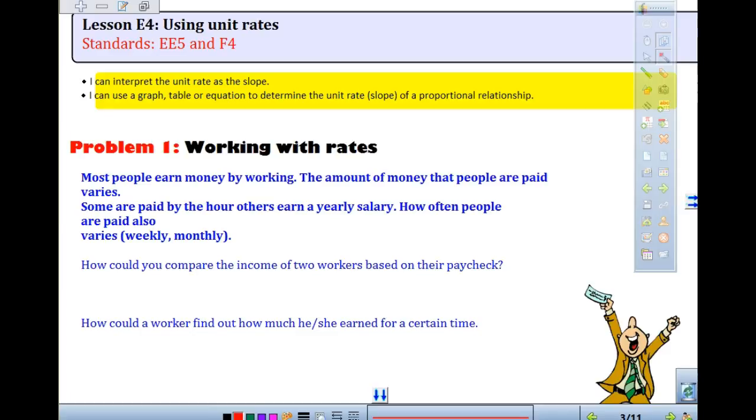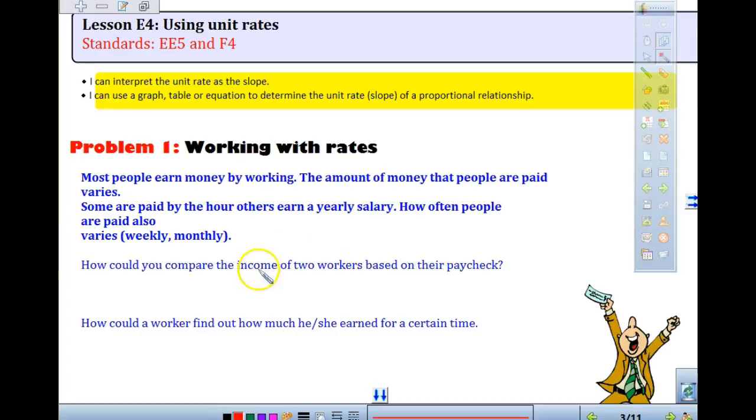Or others yearly salary. How often people are paid also varies. So it says, how could we compare the income of 2 workers based on their paychecks? If you just look for paychecks, what would you want to be looking at? What do you think in order to check to see who earns more than another person or to compare them? What would we want to look at?